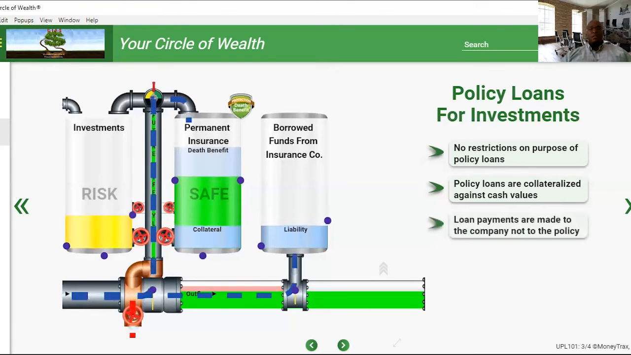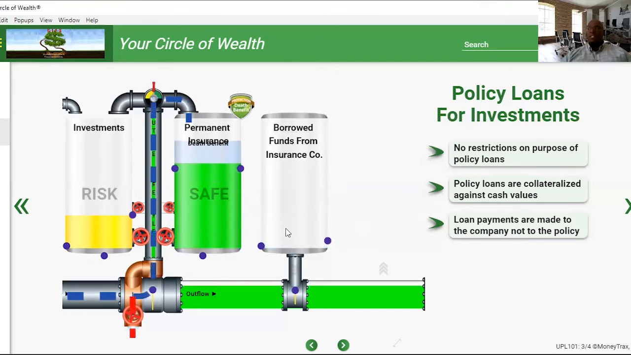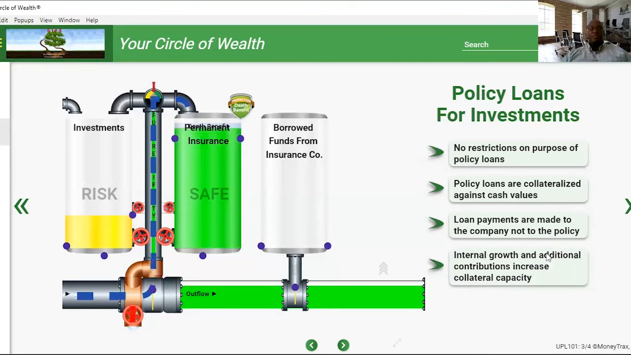So the loan payments are made back to the insurance company, again, not the policy, because you don't borrow out of your policy. You borrow with your policy as collateral. So as you do that, if you notice your blue is gone because you paid back that loan, your safe tank gets to be huge because it continues to grow every single day and it cannot go negative. And as long as that flow of money isn't interrupted, it continues to grow. So internal growth again, and these additional contributions increase your collateral capacity till that thing is just massive. Just give it time, it does what it's supposed to do. You now have no loan and you've got your safe tank that continued to grow and you've got money in your investments over here. So instead of choosing, you get to have both.